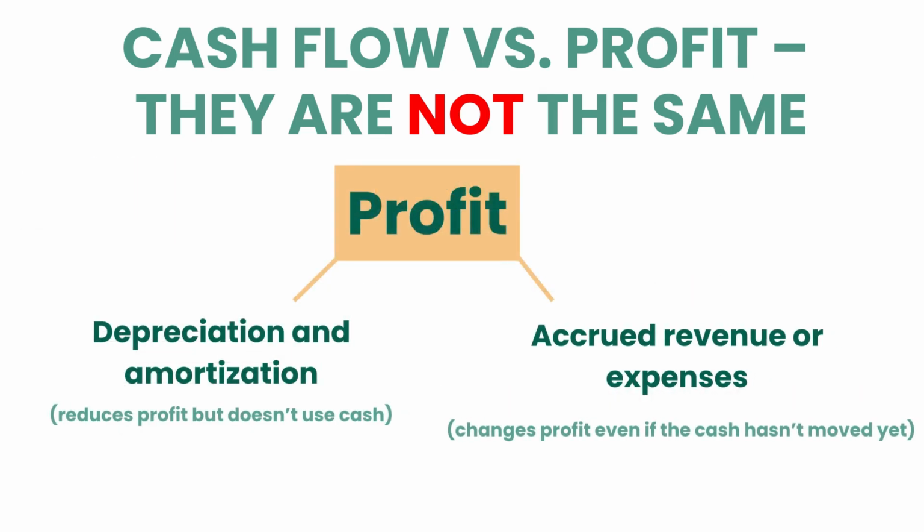Meanwhile, profit may include things like depreciation and amortization, which reduce profit but don't use cash, and accrued revenue or expenses, which change profit even if the cash hasn't moved yet. This is why a business can show a profit on paper, but still not have enough money to pay bills, make payroll, or cover taxes.